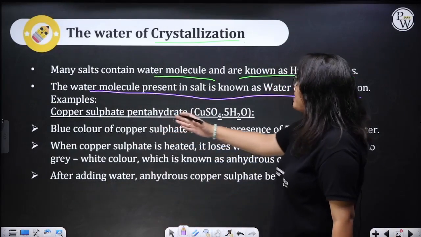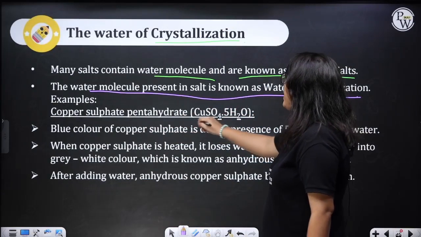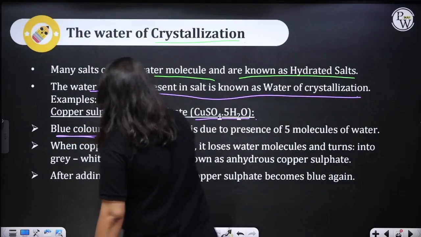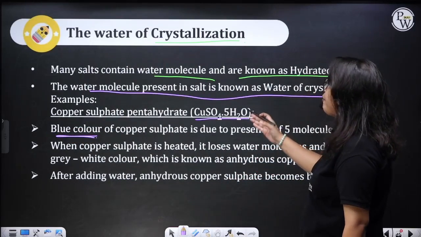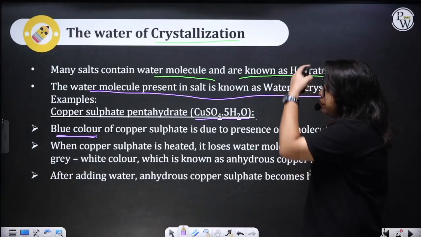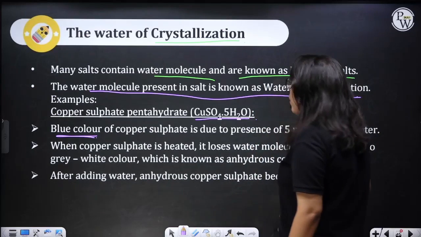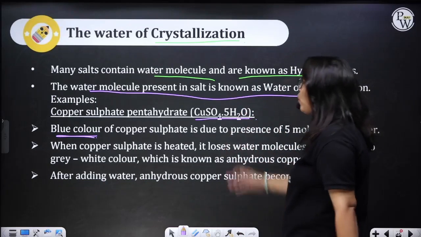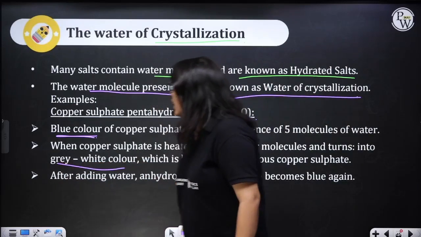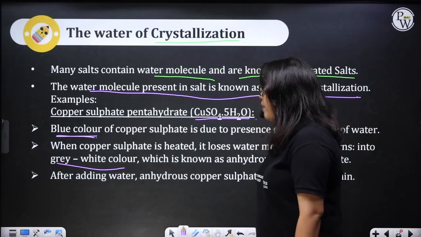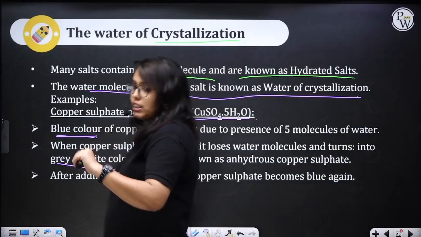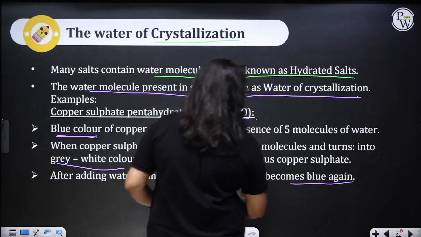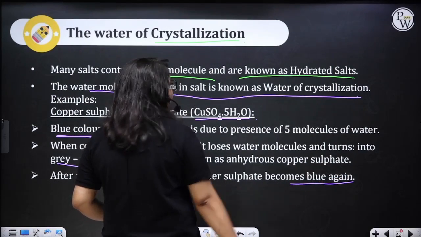With respect to copper sulfate pentahydrate, it has its beautiful blue color because of the presence of the five molecules of water in its lattice. However, when we heat it, these 5 molecules of water evaporate, and what we then get is a gray-white colored copper sulfate. Upon adding water to this anhydrous copper sulfate, we again get blue copper sulfate. Anhydrous, that is, without water.